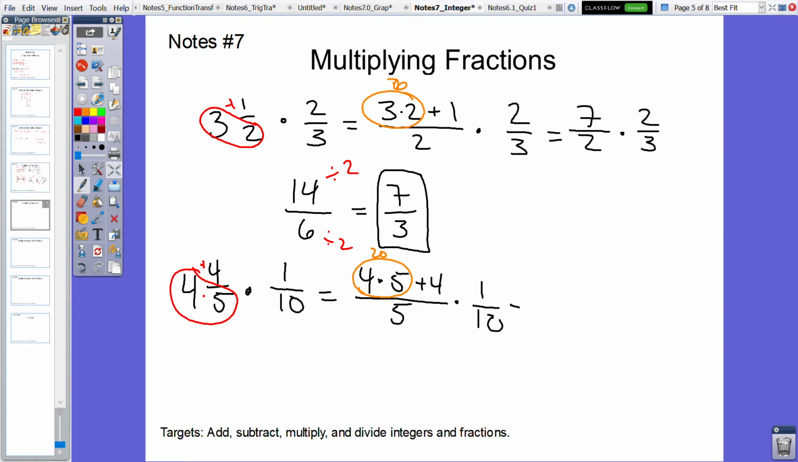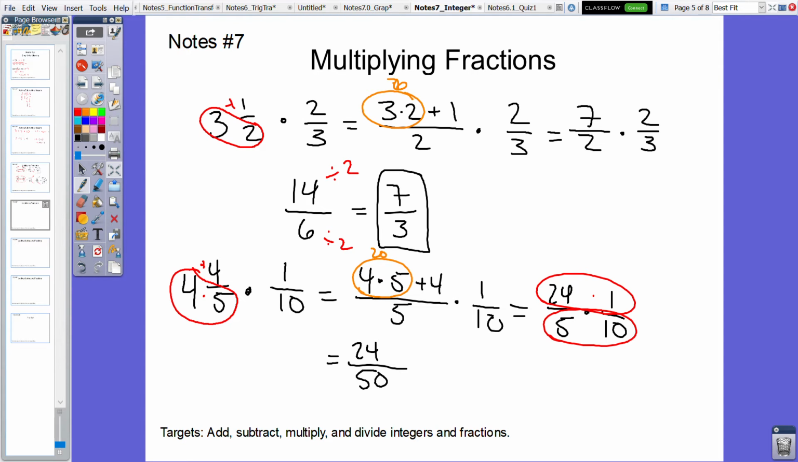So now I've got two simple fractions that can multiply across the top: 24/5 times 1/10. Once again, multiply numerator with numerator, denominator with denominator. I'm combining these two together and these two here. So 24 times 1, well, that's easy, that's just 24. And 5 times 10 is 50.